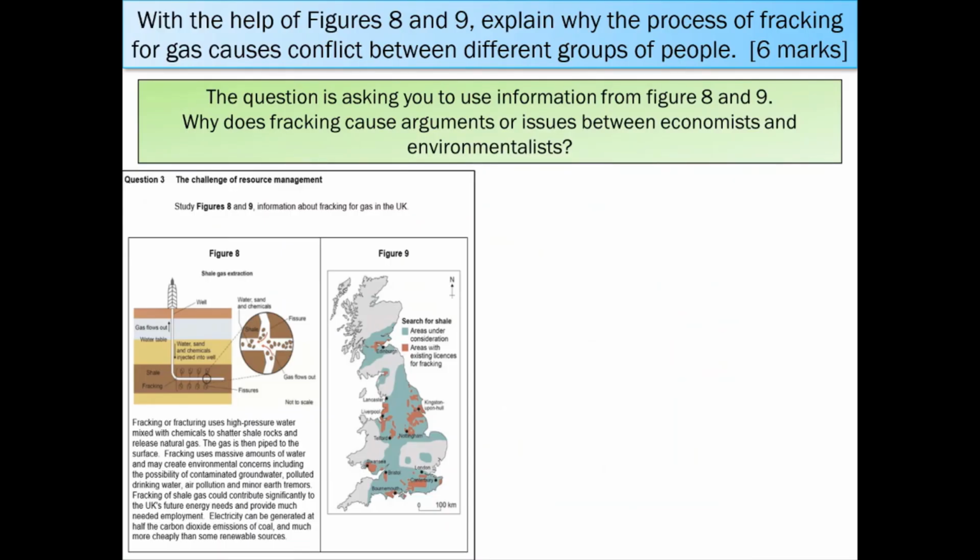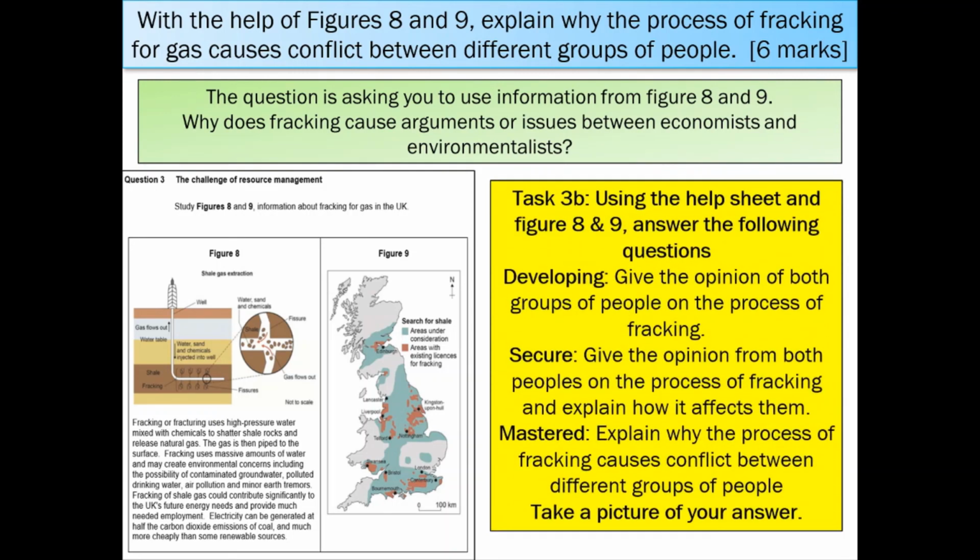So that brings us on to the final task, and we're going to have a go at answering the exam question that we've just decoded. So you've got the question at the top of the sheet. You've also got in the green box, the decoded question that has been put into simpler terminology. You've then got figures 8 and 9 in the bottom left hand corner. So the task that I'm going to ask you to do, using the help sheet and figures 8 and 9, is answer one of the following questions. So you're going to answer either developing, secured, or mastered.